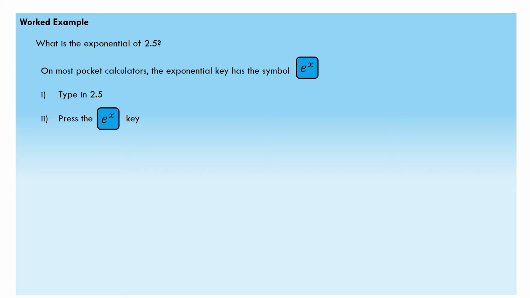The question asks us, what is the exponential of 2.5? Well, on most pocket calculators, the exponential key has this symbol here, e^x. And you type in 2.5 and you press the e^x key. And the number that comes out is 12.18. Note that sometimes on some calculators that step needs to be reversed. So you press the e^x key first and then type in 2.5.